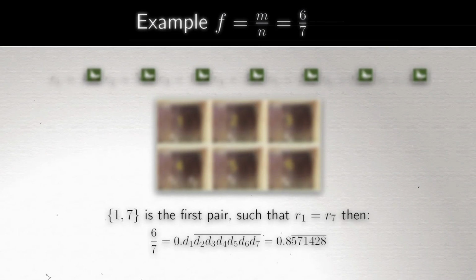Therefore we can say that 6 over 7 is 0.d1, then the repeating pattern is from d2 up to d7, and this would give us 0.8571428 as being the repeating pattern. And the length of this pattern is 6.